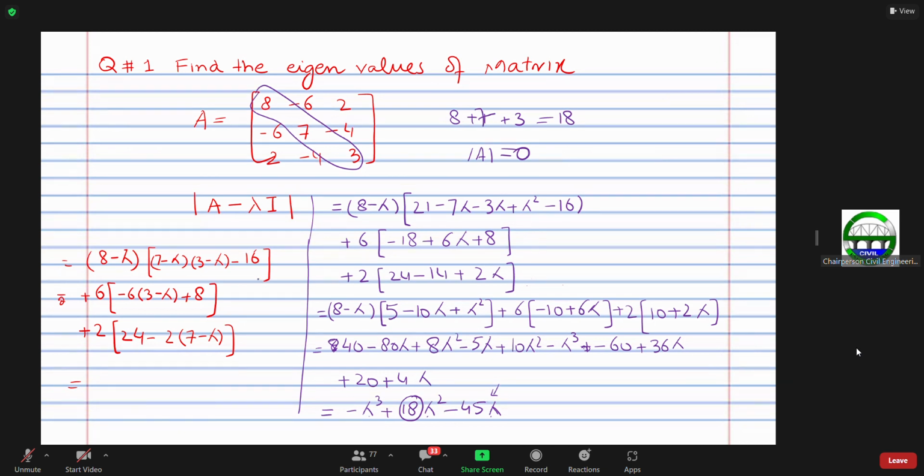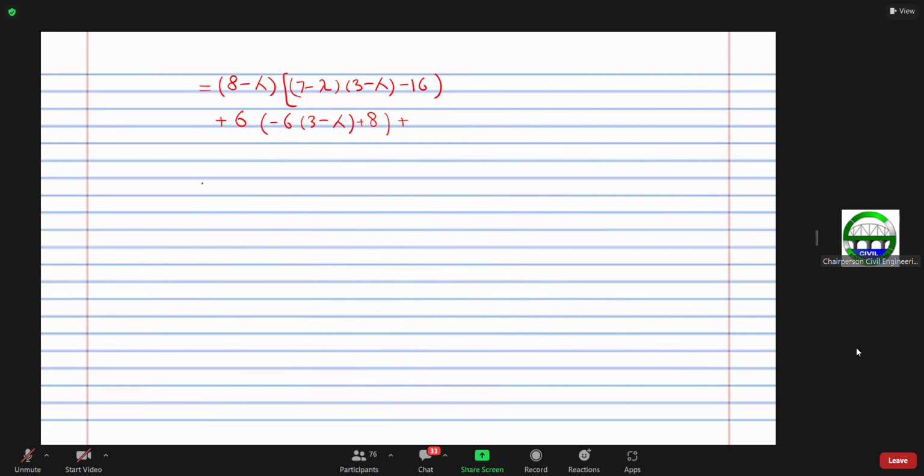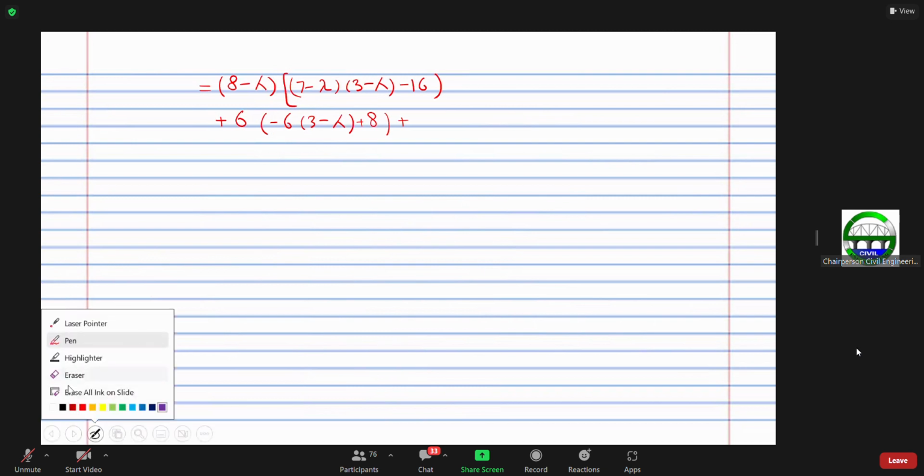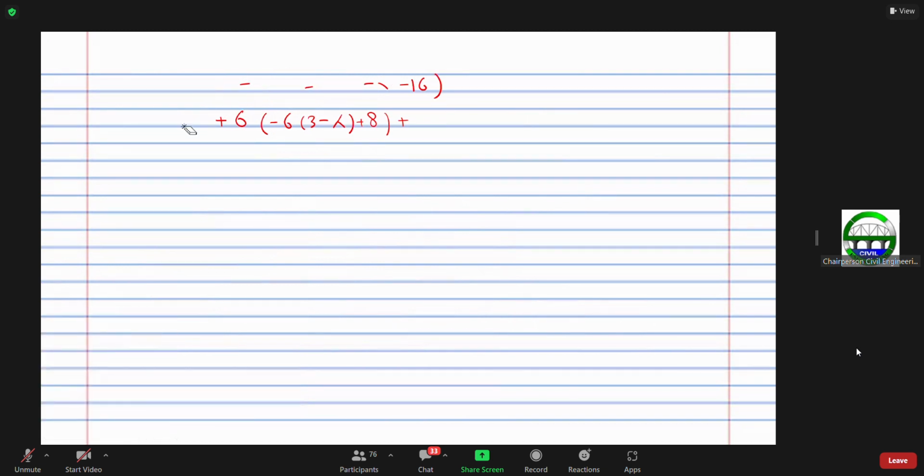Can anyone calculate the determinant of this one using your calculator? You have matrix mode in the calculator. If any one of you can calculate the determinant, you can get the determinant of this one. Now we will have lambda cube minus lambda cube plus 18 lambda squared minus 45 lambda is equal to, and then let's put it equal to 0.